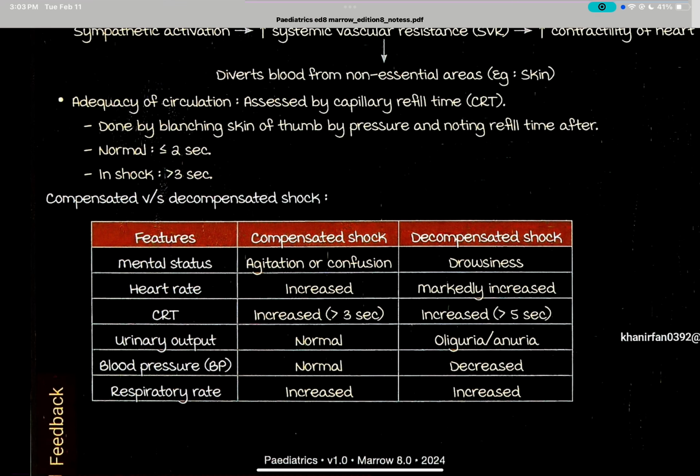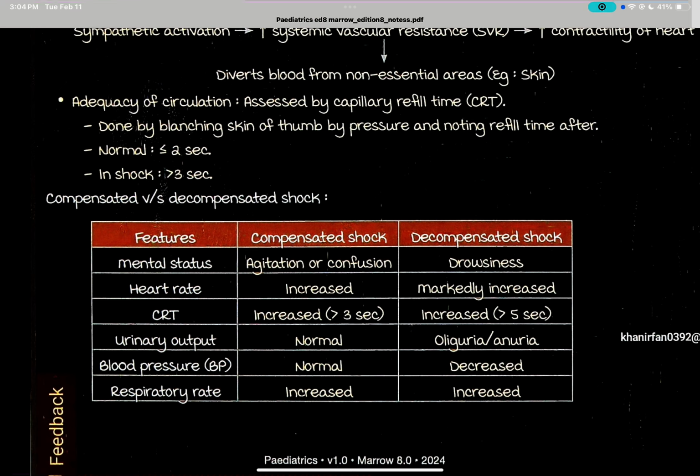Compensated versus decompensated shock. Features: mental status, compensated shock, agitation; decompensated, drowsiness. Heart rate increased in compensated, markedly increased in decompensated. Capillary refill time increased, more than 3 seconds in compensated, more than 5 in decompensated.